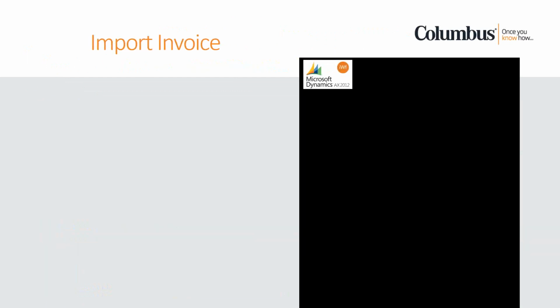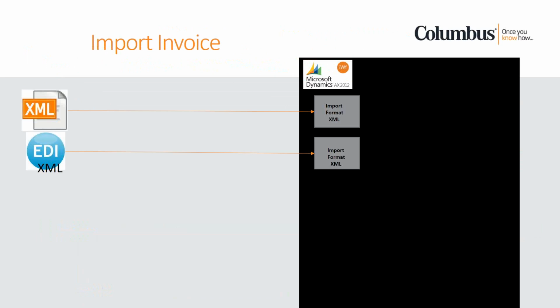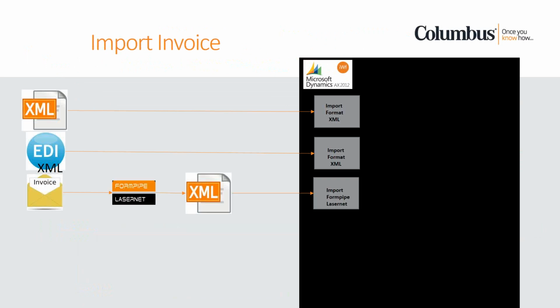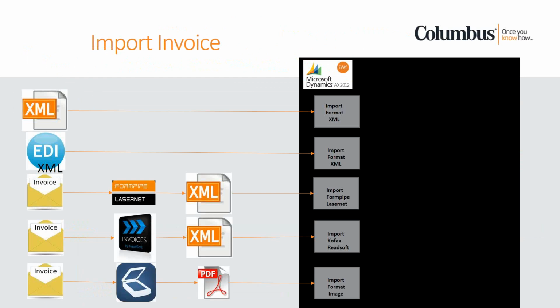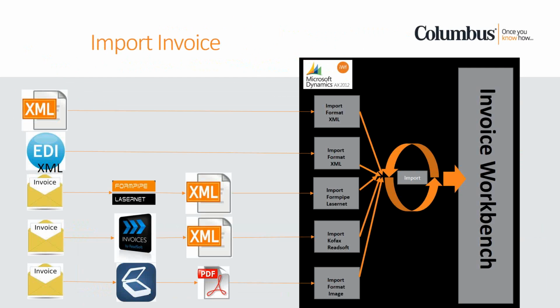So the tool itself starts, as we saw earlier, with importing into the tool. It'll take XML, just standard XML documents. There's a mapping process where you can identify what that XML document looks like. It will clearly work with EDI. It will take the FormPipe LaserNet XML documents. It'll also work with the ReadSoft, I believe that's now a Kofax product. And then you can also just import PDF files if you want. So once you've imported them, you send them off to that workbench that we saw. They'll light up there, and from there you can go through your process.